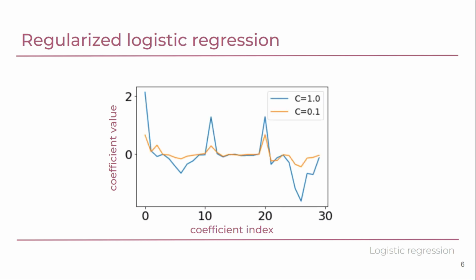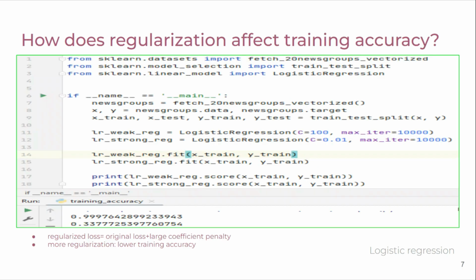Let's test this out. The orange curve shows what happens if we use a smaller value of C, which means more regularization for our logistic regression model. As expected, regularization makes the coefficients smaller. Let's see how regularization influences training and test accuracy.